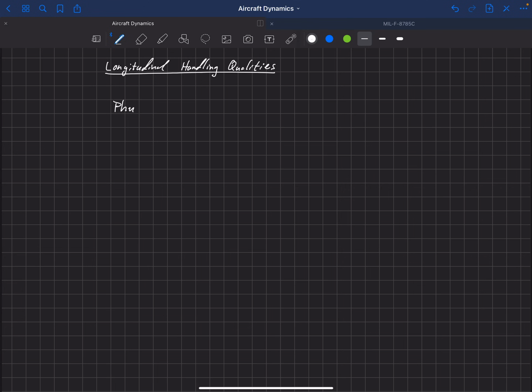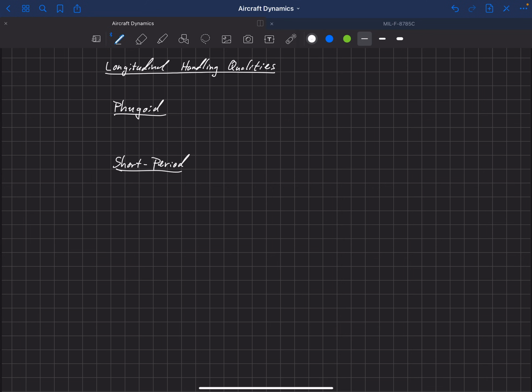So we're going to look first at how it's related to Phugoid properties, and then how it's related to the short period mode properties, okay? So we're going to start with the Phugoid, then go to short period. But as you'll see, it depends on more than just these two things, but we're going to focus on these two things and how they're related to handling qualities.